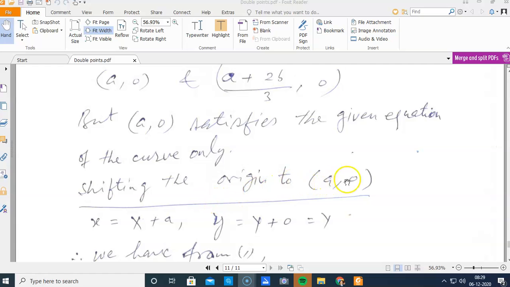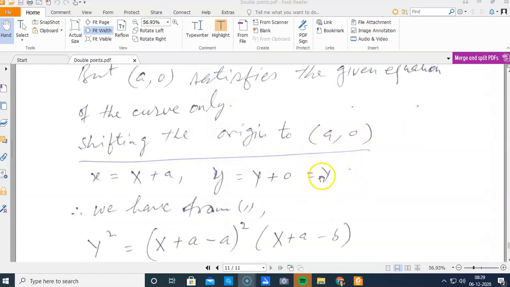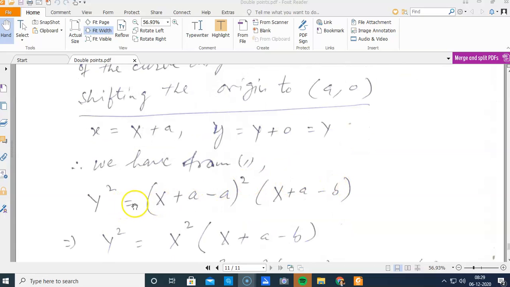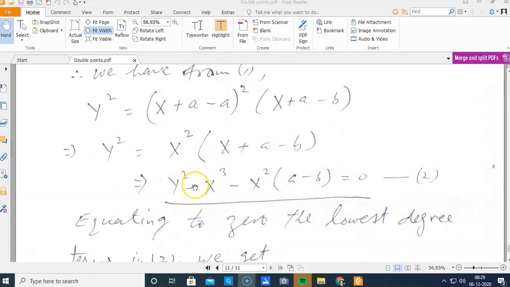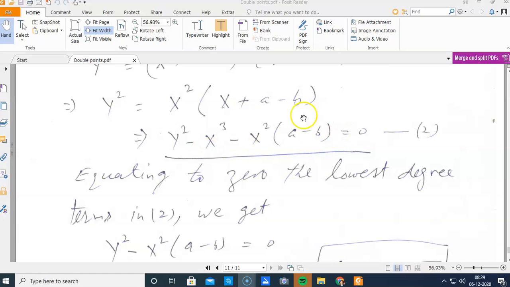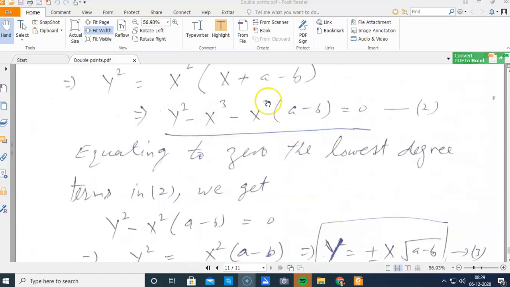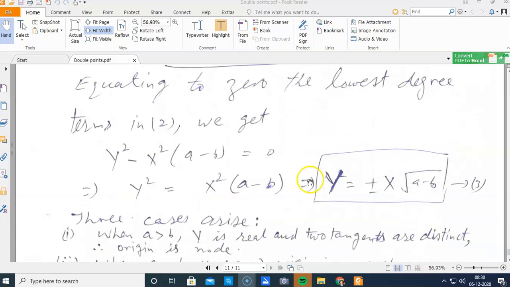Now shifting the origin to this double point (a,0) and doing this transformation, we have y square equal to x square into (x plus a minus b), and just doing this we get 0. This is the new equation of the curve. Equating to 0 the lowest degree terms, what is the lowest degree term? It is y square minus x square into (a minus b). So y square is equal to this, which gives y equal to plus minus x square root of (a minus b).